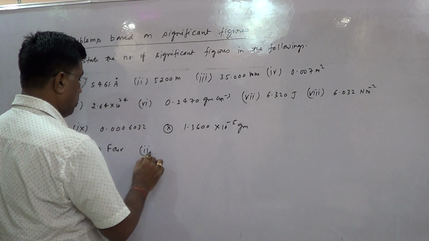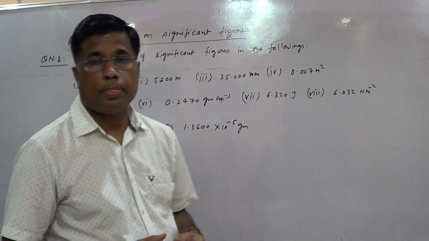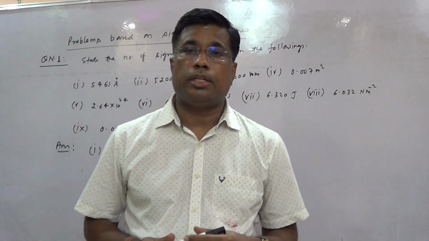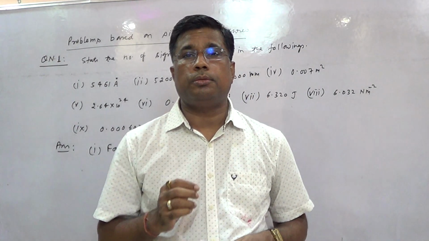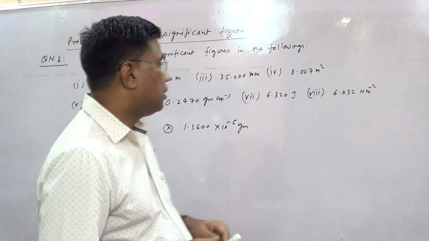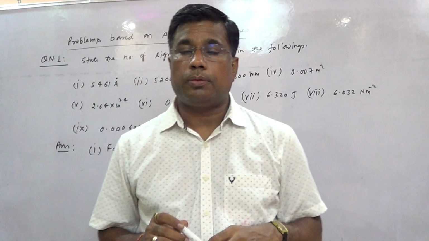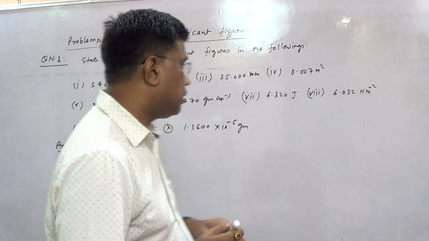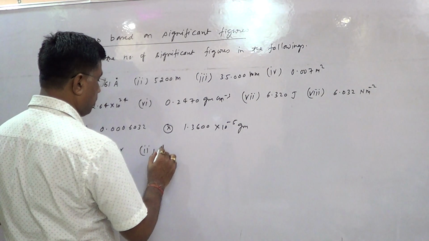Now, in the second part, 5200 meter is written. Students, in this measurement 5200, only 5 and 2 are significant figures. These two zeros are not following any kind of rule, therefore they are not significant figures. So in this measurement 5200, there are only 2 significant figures.